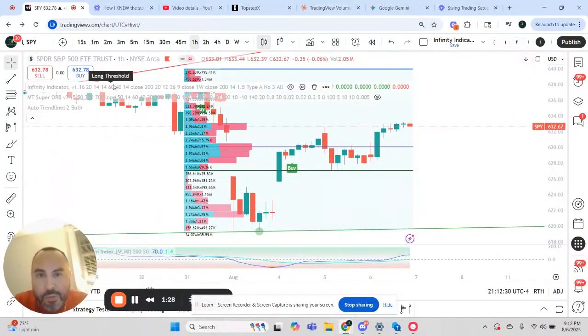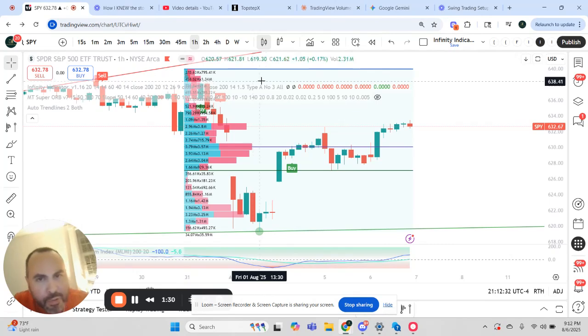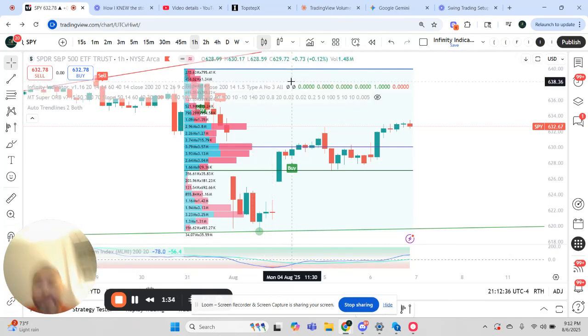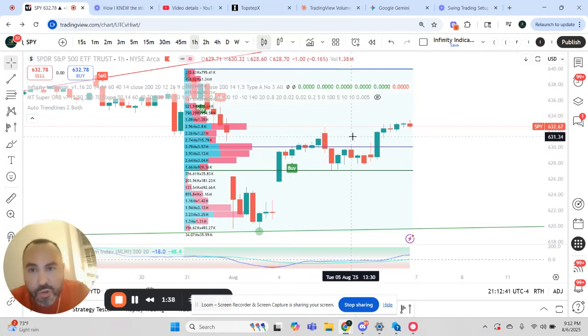What settings am I using? So I'll start with the Infinity indicator. And again, if you want a free trial of this indicator, comment "trial" below, and I'll get you hooked up.